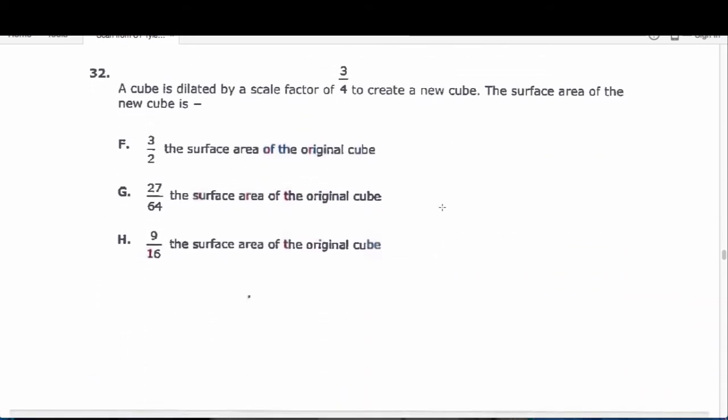Question 32. A cube is dilated by a scale factor of 3/4 to create a new cube. The surface area of the new cube is F. 3/2 the surface area of the original cube. G. 27/64 the surface area of the original cube. H. 9/16 the surface area of the original cube. J. 9/4 the surface area of the original cube.